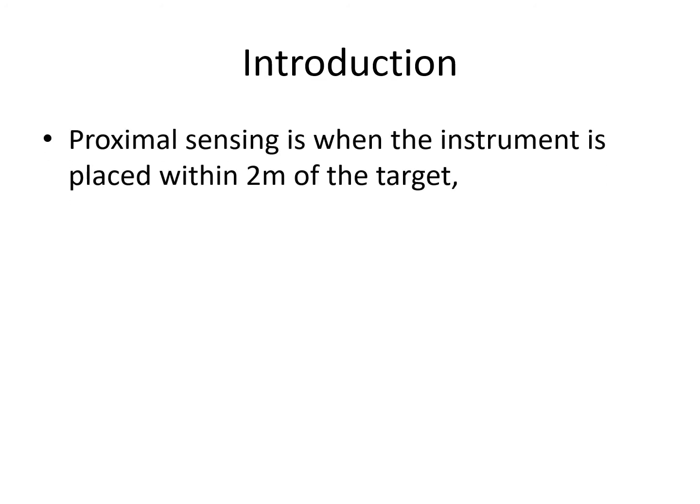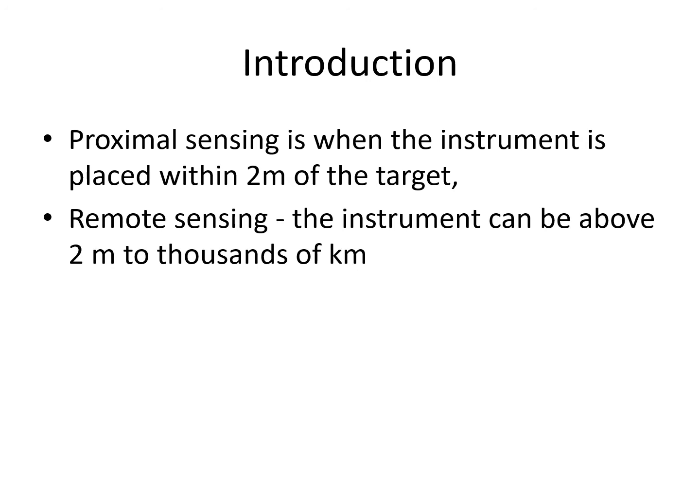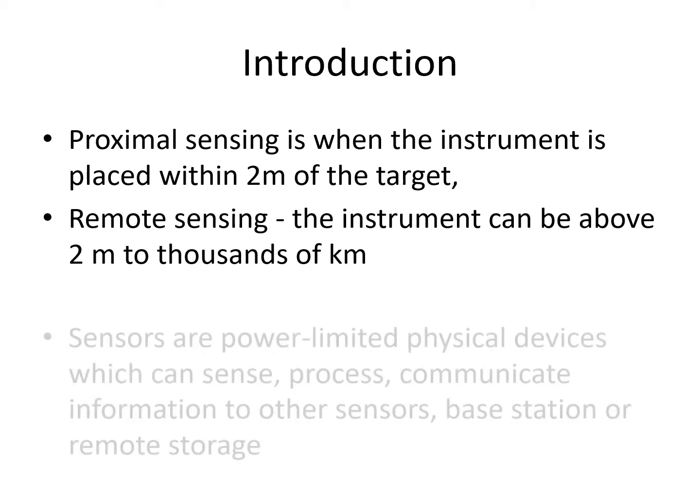By way of introduction, we are saying that proximal sensing is when the instrument is placed within 2 meters of the target object, unlike in remote sensing, where the instrument can be above 2 meters to thousands of kilometers from the object that is being sensed.